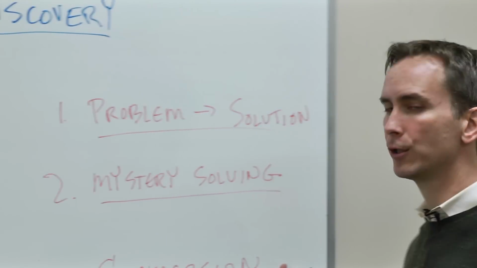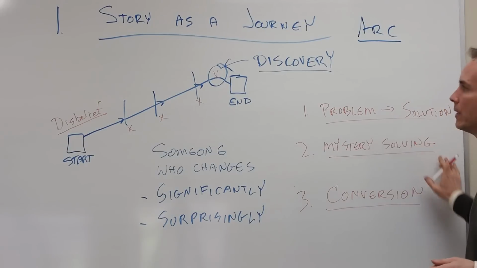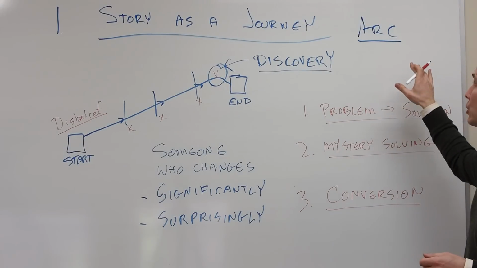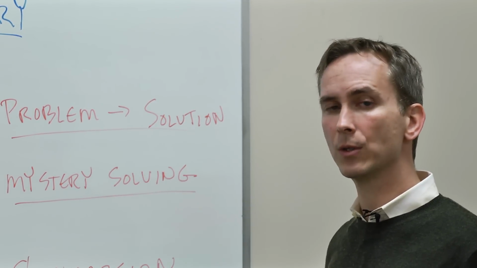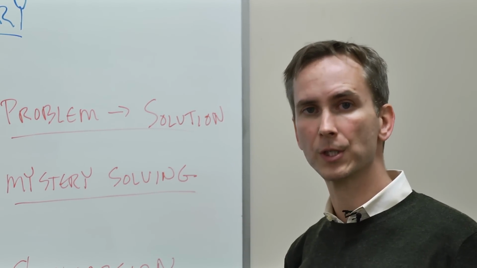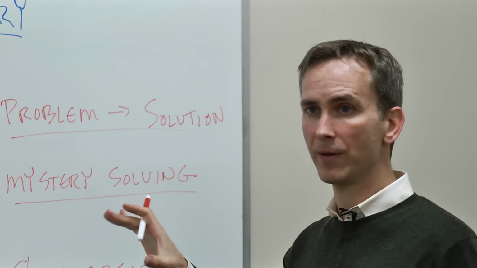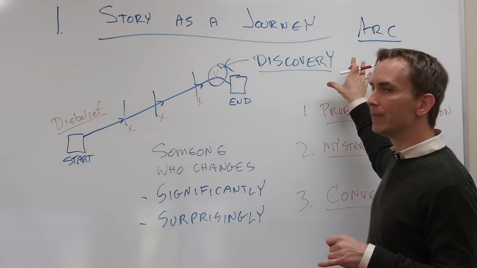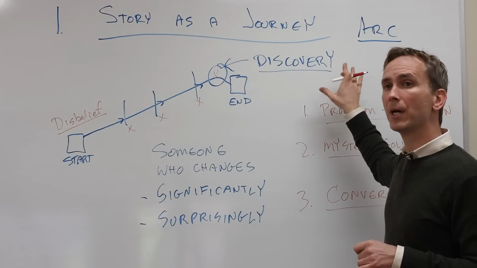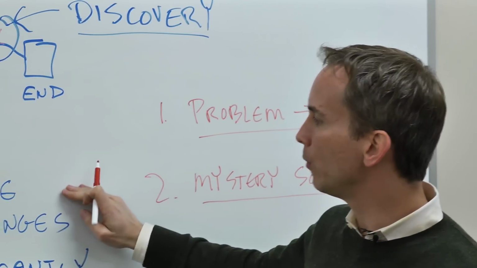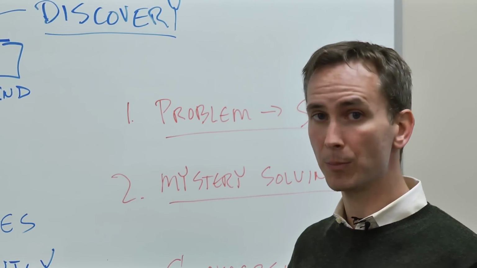So this is known as a conversion narrative. So these are 3 examples of story as a journey. And these are the kinds of things that when we get to scripting in a few modules, we'll spend more time giving you patterns. The main thing, the takeaway for the moment, is that every story has to have some kind of arc where someone changes in a significant or surprising way.